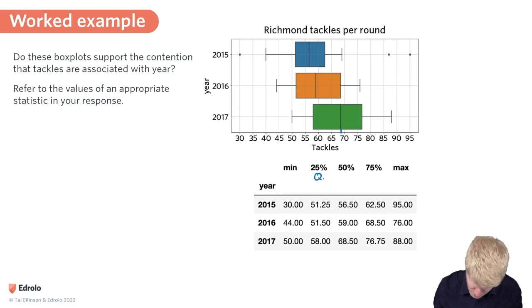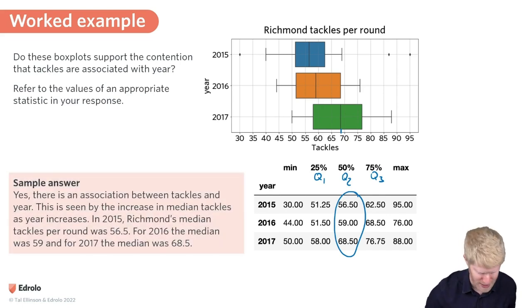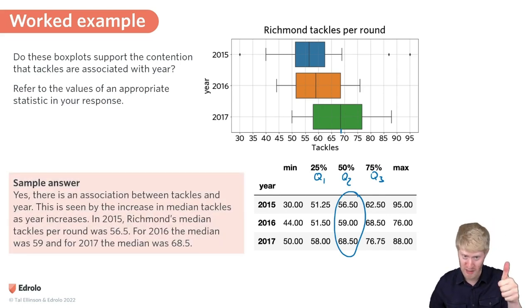That's another word for Q1. That's another word for the median or Q2. That's our Q3. And if I'm going to use the median, I'm going to talk about these three values here. So let's bring it all together and look at our sample answer. Remember, we're looking for three things: quoting the statistic, saying whether there's a change, and actually giving our contention whether we have an association or not.